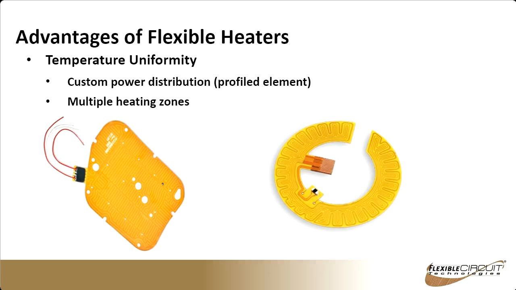And then temperature uniformity. So I had talked about profiling your heater element. So you can have it set up where you're going to have more or less heat in a certain region. Maybe it's going to cool faster. That could be a reason for that. Or like with PCR testing, oftentimes you want different zones to heat at different rates. So you can custom tailor the element to get exactly what you want.